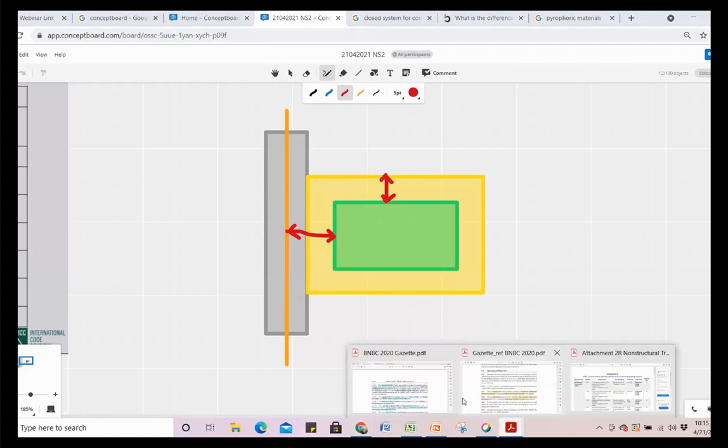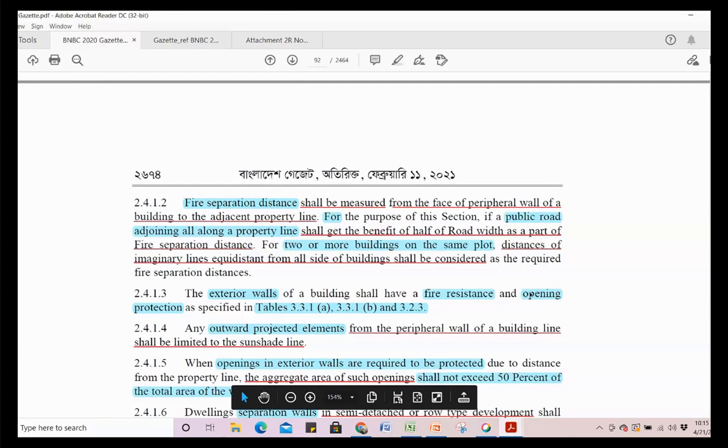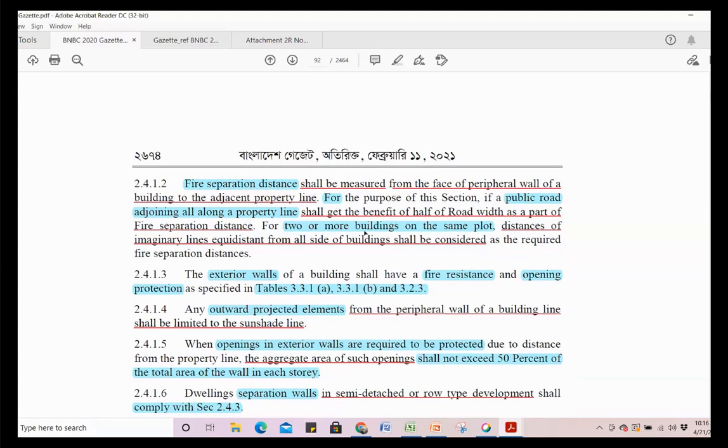So let's go back to the topic. The later part of this subsection says that for two or more buildings on the same plot, distances of imaginary lines equidistant from all sides of the buildings shall be considered. We have already discussed it in the last presentation, and we have shown how an imaginary line will be drawn within the site and setback will be calculated, or separation distance will be calculated from that.